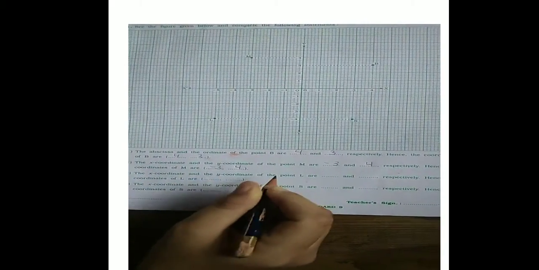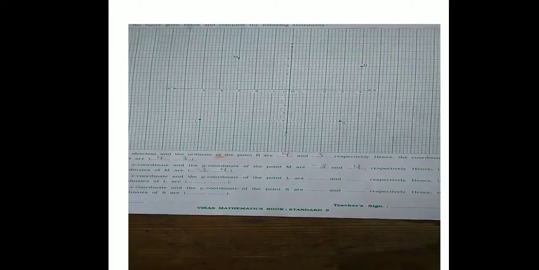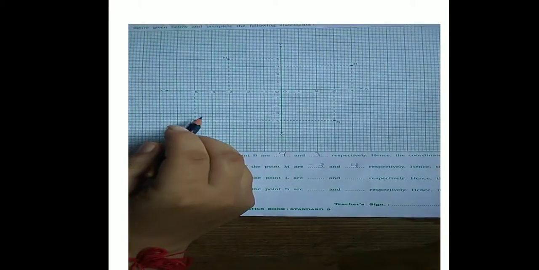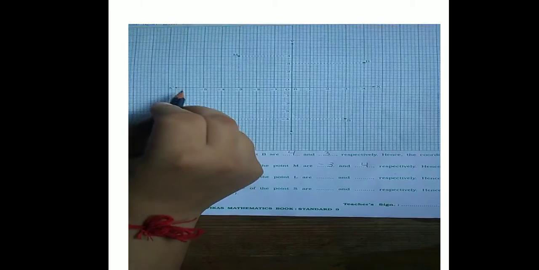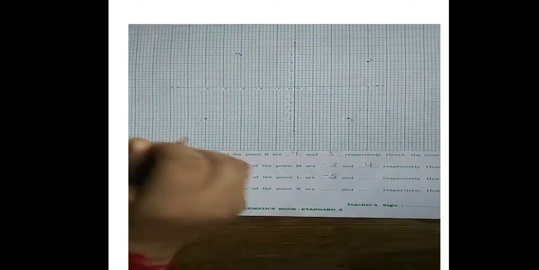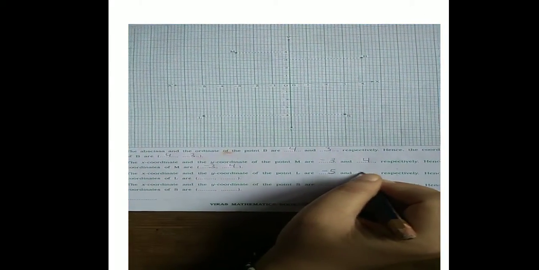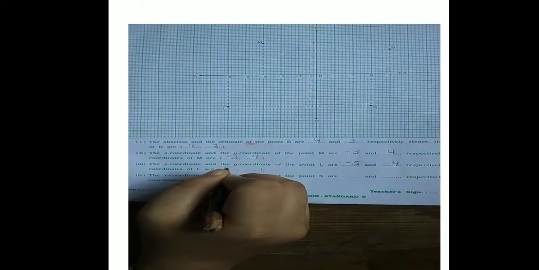Now come to third. The x coordinate and the y coordinate of the point L are dash and dash respectively. Where is the point L? Here it is, point L. We have to find the distance of L from the x-axis. The distance of L from the x-axis is minus 5. So we have to write here minus 5, and the distance of L from the y-axis is minus 4. So we have to write minus 4. Hence the coordinates of L we can write as minus 5 and minus 4.